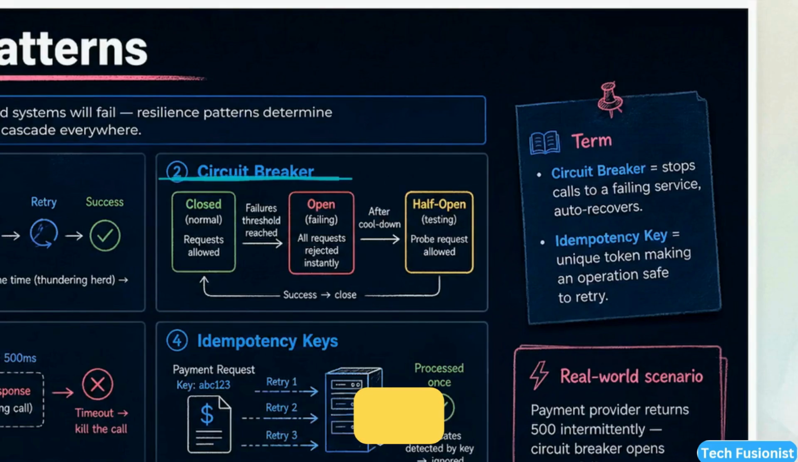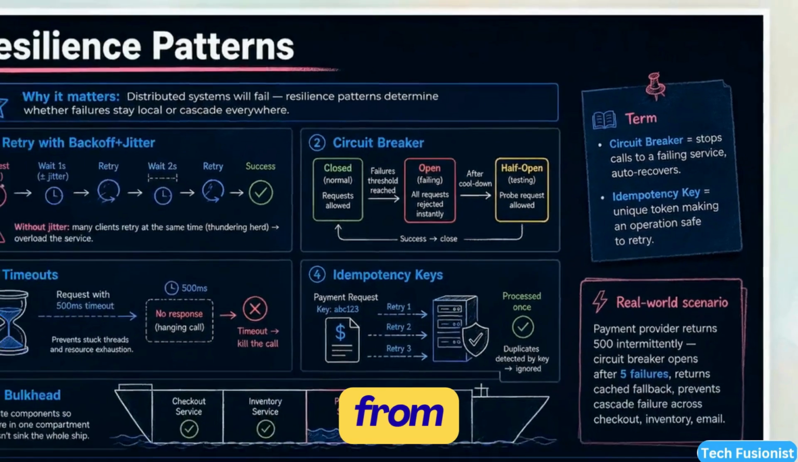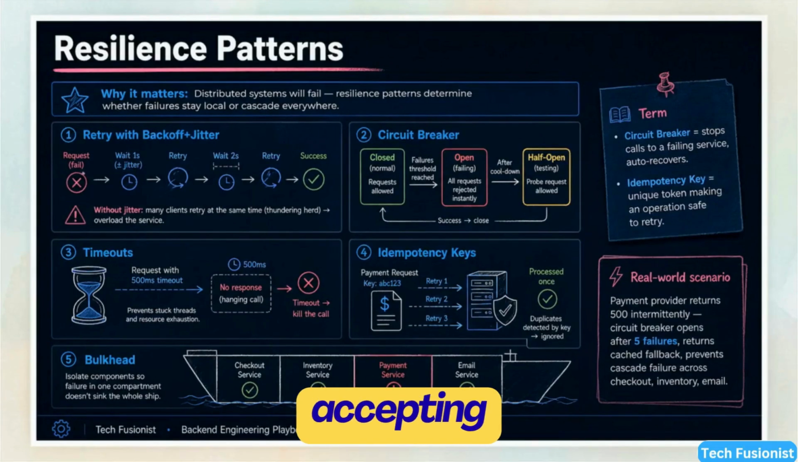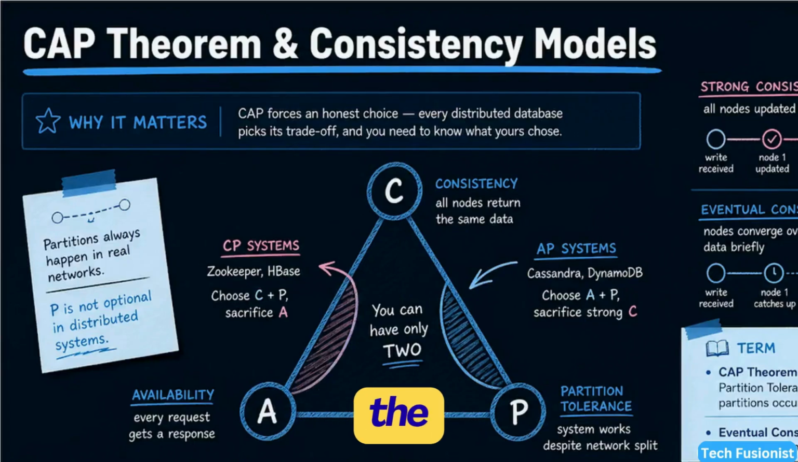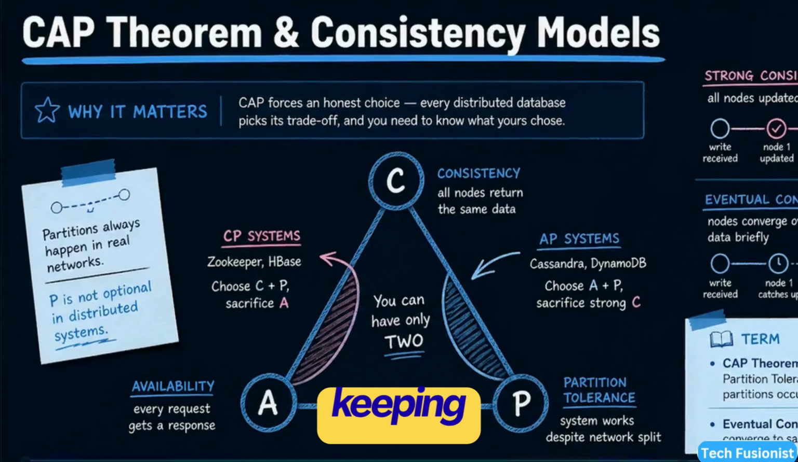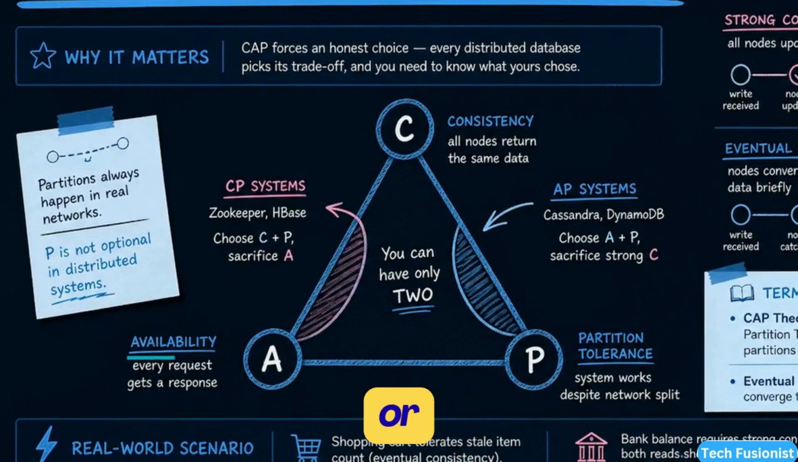This flowchart shows how the system automatically cuts off a failing service. This prevents a small glitch in one part of the app from triggering a chain reaction that takes down the entire system. Building distributed systems means accepting the hard physical limits of the CAP theorem. This triangle shows that you often have to choose between keeping the app constantly available or guaranteeing that every user sees the exact same data at the same time.